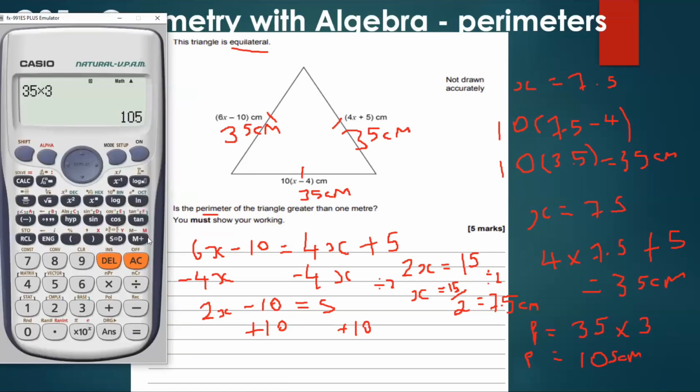So dividing it by 100, obviously being careful with our place values here, I'm going to get 1.05. And that is greater. So it should be a 1 there, not a 2. So it should be 1.05, which is bigger than 1 meter. So therefore, the perimeter is bigger than 1 meter.